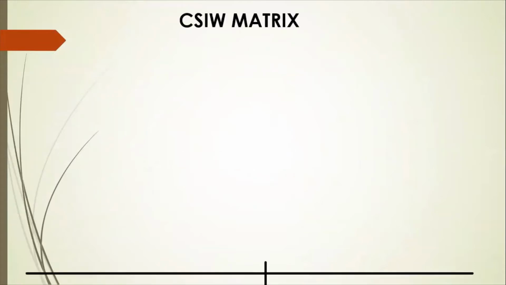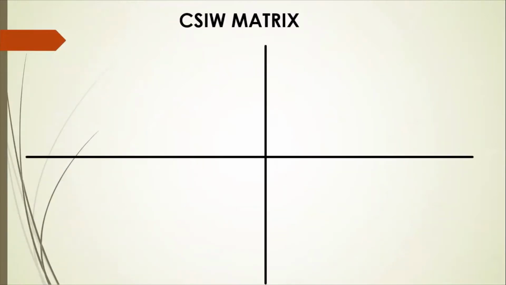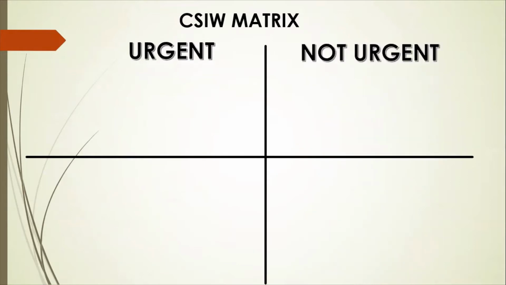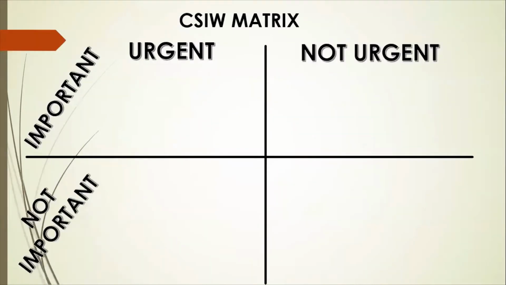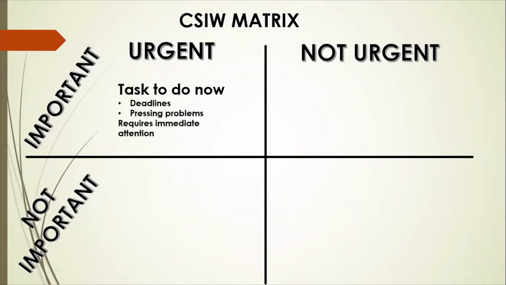Now, a simple CSIW matrix is basically your tasks divided into 4 different quadrants, wherein the quadrants represent urgent, not urgent, important, not important tasks of your life. The first quadrant, as you can see, is the urgent and important quadrant. This quadrant tells you the tasks which have to be done right now as they deal with deadlines and pressing problems. These things require immediate attention.